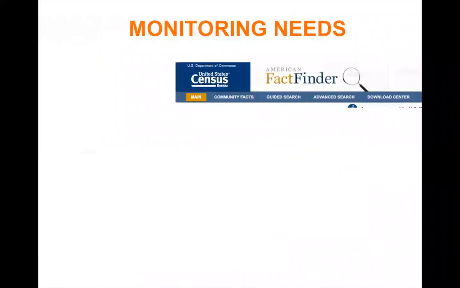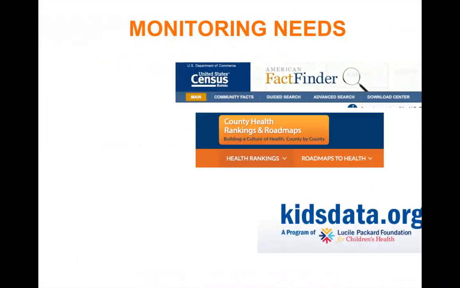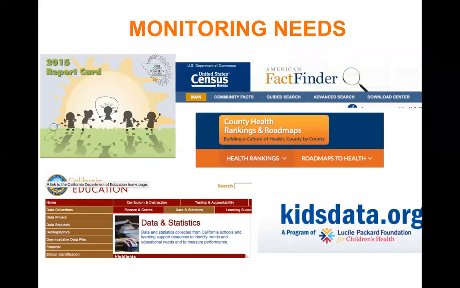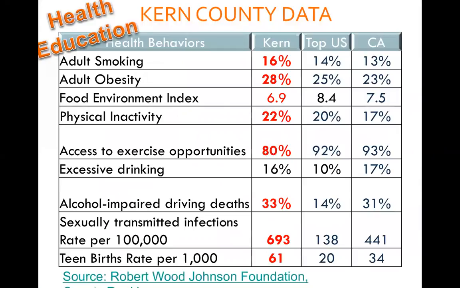So we need to monitor our needs. We need to always look to see how we're doing. And these are different places that you can also look to get disparity information, like the County Health Rankings and Roadmaps. And here's our Kern County data. This shows you how we're doing overall. Everything highlighted in red means that we are over the trend. Adult smoking, adult obesity. Our food environment index, you want that number to be high, not low. So we actually have very limited access to good, healthy food, physical activity, access to exercise opportunities.